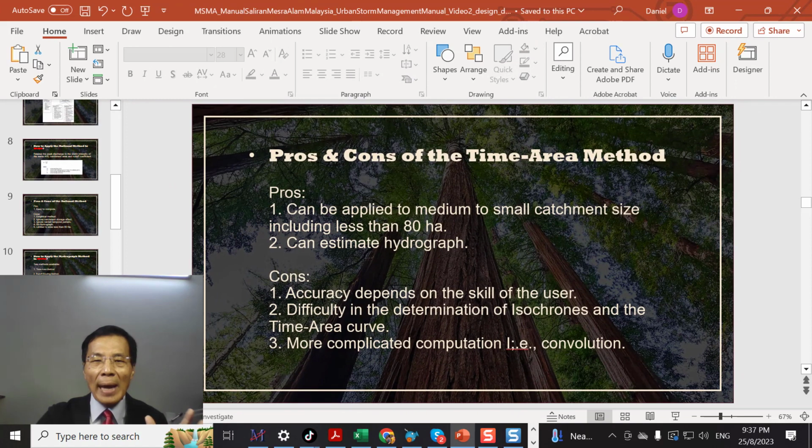Let's look at the pros and cons of the time area method. The pros are, number one, it can apply to medium to small size catchment, including those less than 80 hectares. What do you mean by medium to small? Generally, we are looking at a kilometer or less. The second pro is it can estimate the hydrograph.